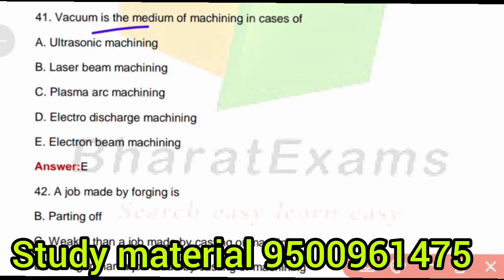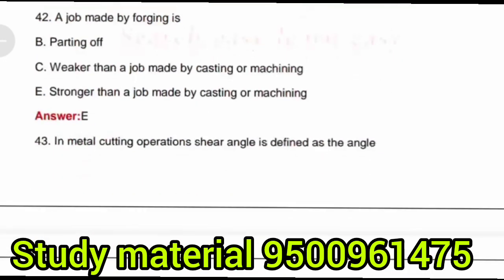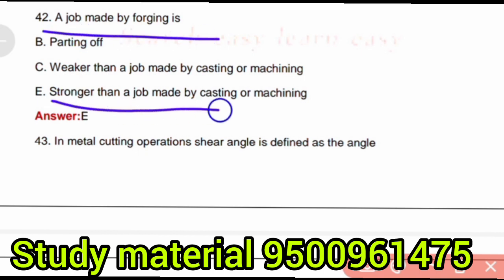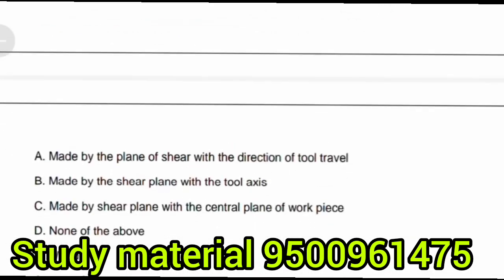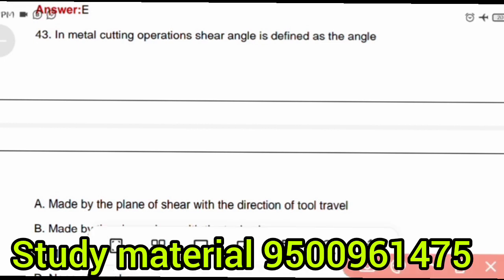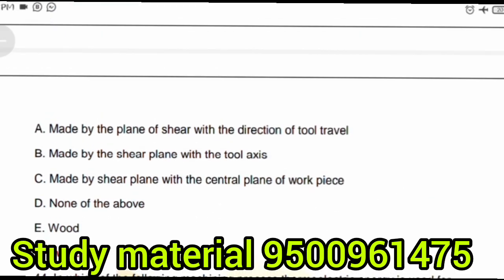Vacuum is the medium of machining in case of electron beam machining. A job made by forging is stronger than a job made by casting. In a metal cutting operation, shear angle is defined as the angle made by the plane of shear with the direction of tool travel.